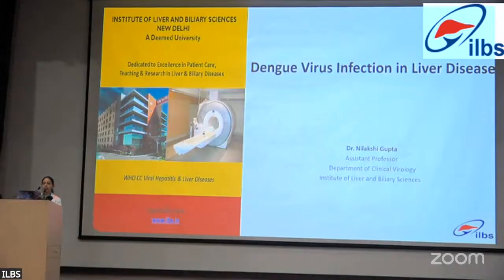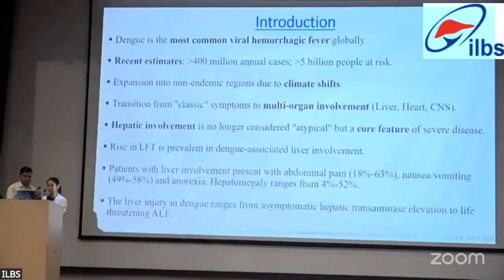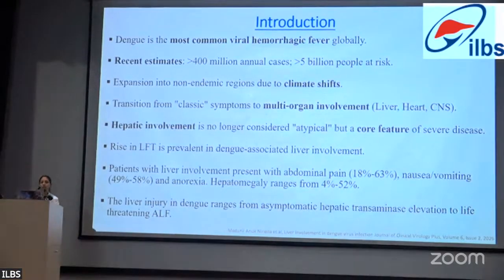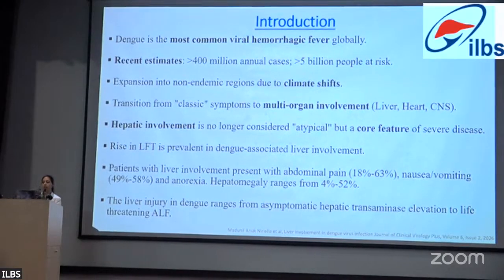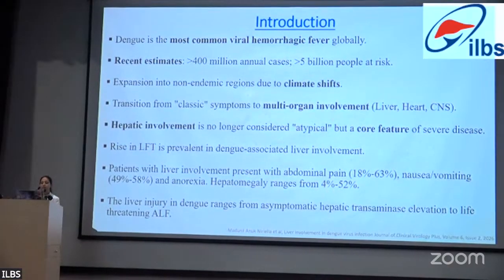Dengue virus infection in liver disease. Dengue is the most common viral hemorrhagic fever globally. Recent estimates show more than 400 million annual cases, with more than 5 billion people at risk. There is expansion into non-endemic regions due to climate shift. This surge is linked to contributors such as rapid urbanization, climate change, deforestation, poor waste management practices, and increased population density. These facilitate the spreading of the primary vector, Aedes aegypti.